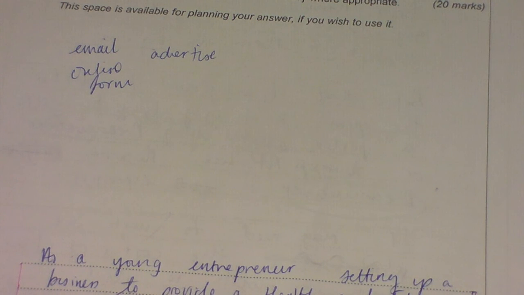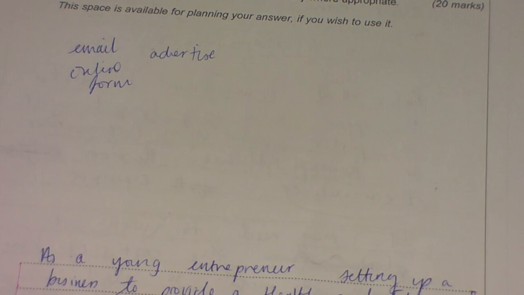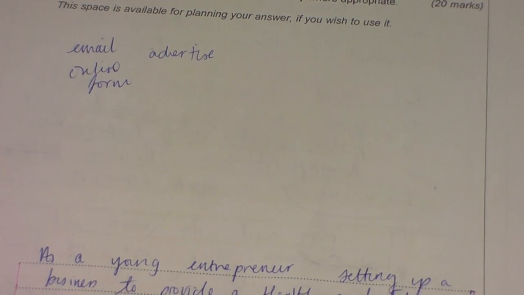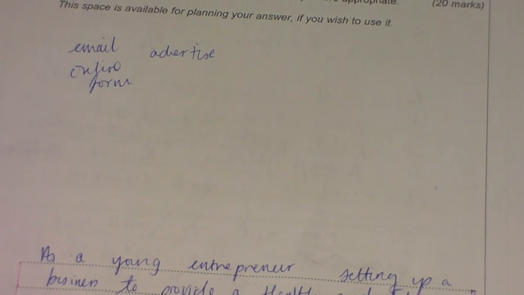Okay, we're now on to marking for Hahn and Muni's work, and myself and Mr. Jones will always start off by looking at a plan. Yours is limited to say the least. It says email, advertise, online form. You would need to be coming up with possibly more.